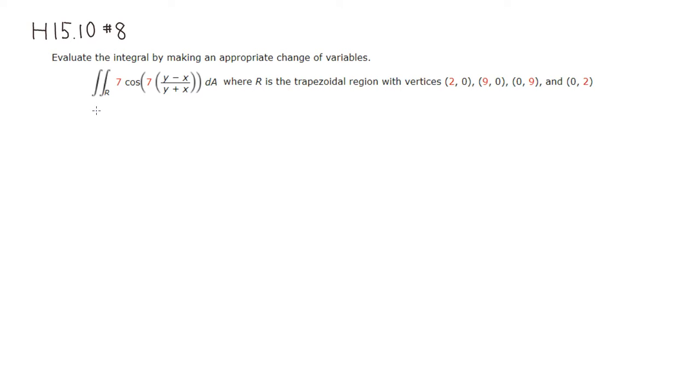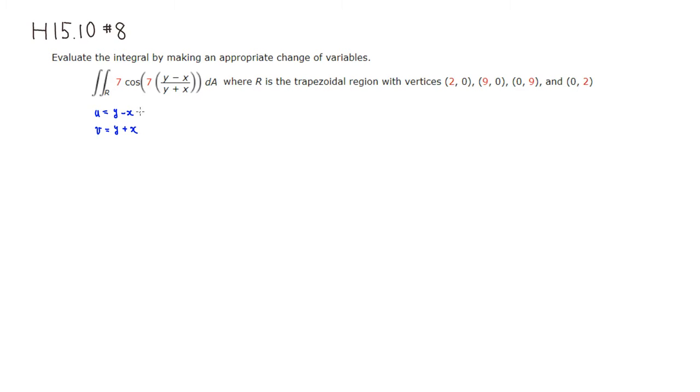Maybe I'm going to try this. I'm going to let u be y minus x and let v be y plus x. Then I'm going to just translate this into uv points.